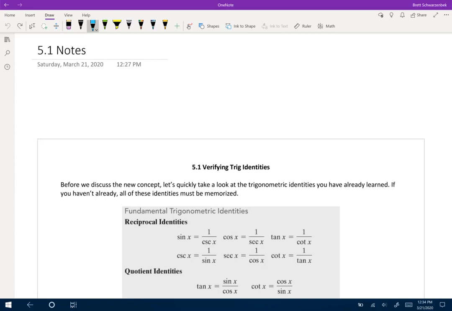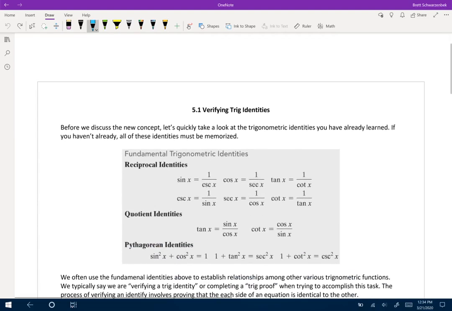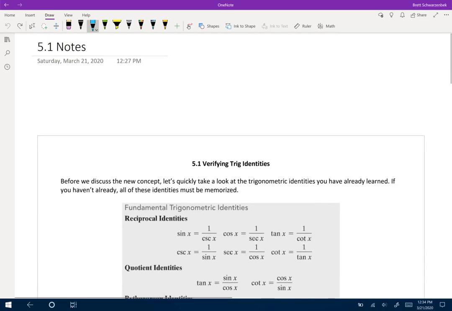Okay, this is the 5-1 notes for Precalculus 2. This section is all about verifying trig identities, often called trig proofs. Okay, a lot of students will get very squirrely when they see this word, right?